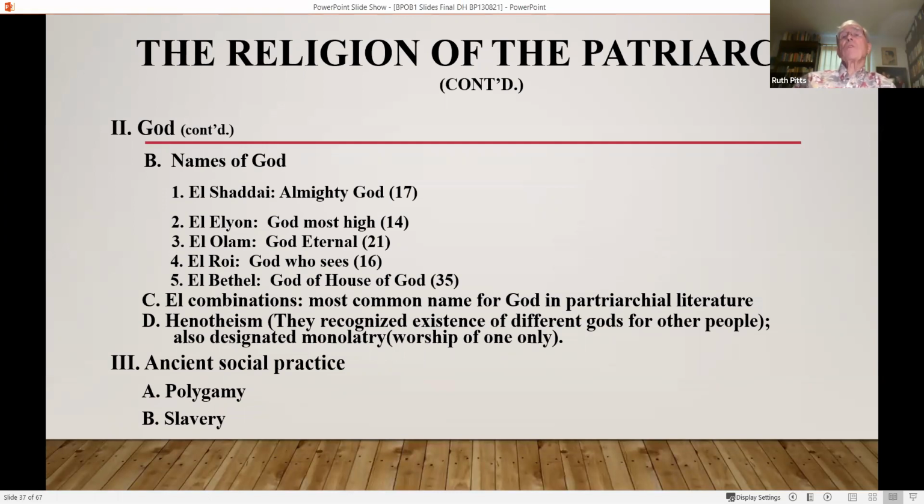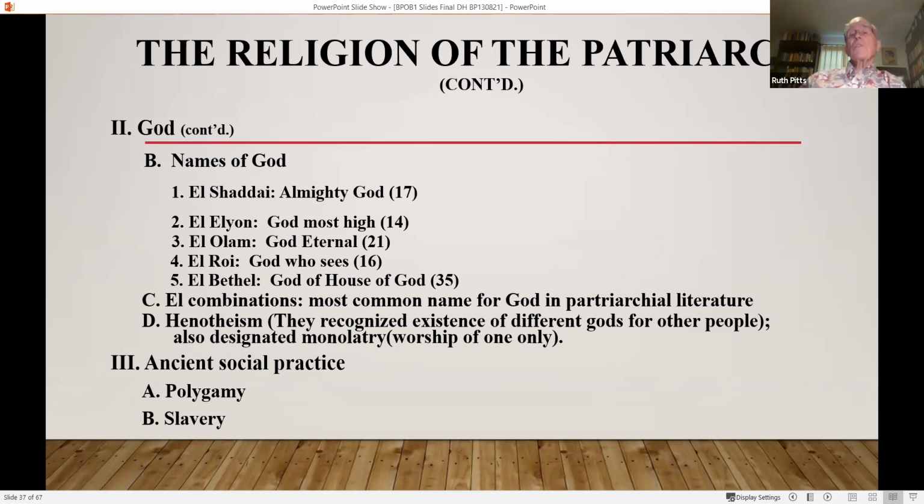We also have names of God here in Genesis: El Shaddai, Almighty God; El Elyon, God Most High; El Olam, God Eternal; El Roi, God Who Sees; El Bethel, the God of the house of God. So there are all these El combinations. El was a very, very common name for God in patriarchal literature. And so the idea then here is that he is seen in all of these different lights.